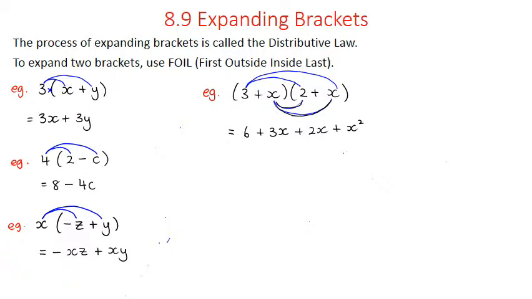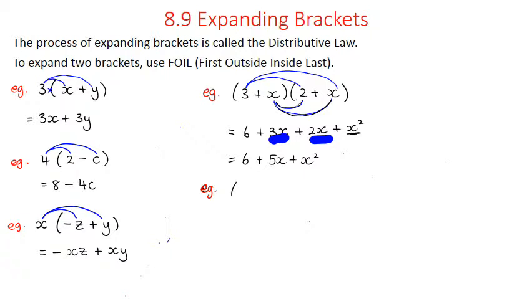Okay, as you might have noticed, we do have some like terms. We've got this 3x and the 2x. We've got x and x, so they're like terms. The x squared, however, is not a like term because it has that squared. The other two don't have a squared. So what we're going to do is gather them up. So we've got our 6, 3x plus 2x. You've got 3 of something and you add 2 of that something, you've got 5 of that something. And our x squared. So FOIL, first, outside, inside, last, works every time.